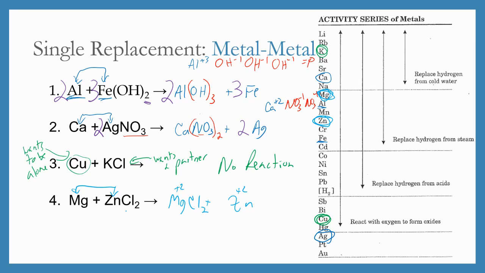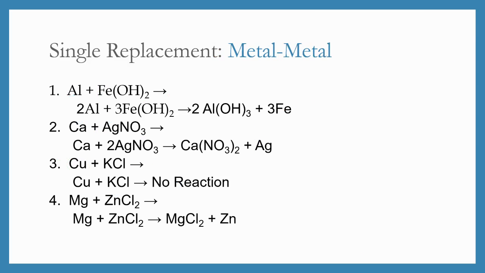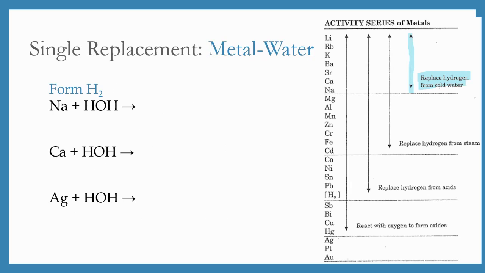So then coefficient wise, we don't need to change anything. There's one magnesium, there's two chlorines, and there's one zinc. All right. So this is what we did. Let's talk about metal with water.